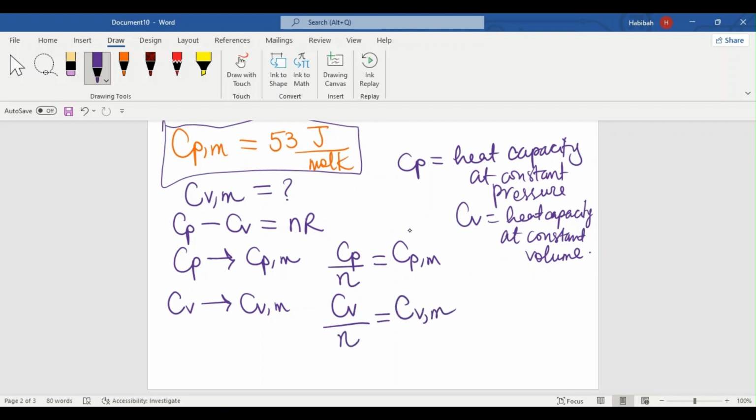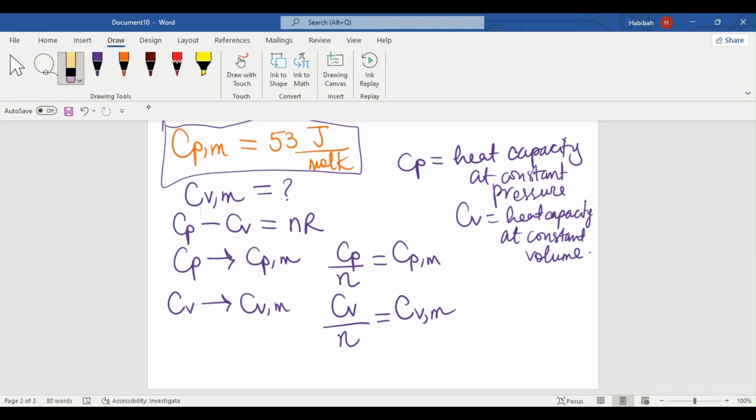So the molar heat capacity at constant pressure is equal to the heat capacity divided by the number of moles, and the molar heat capacity at constant volume is equal to the heat capacity divided by the number of moles. So Cv,m is equal to the heat capacity divided by the number of moles. So that's how you do it.